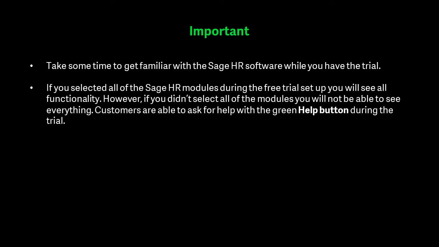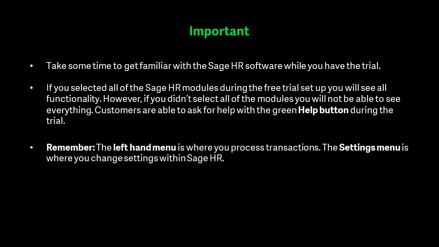If you selected all of the Sage HR modules during the free trial setup, you will see all functionality. However, if you didn't select all of the modules, you'll not be able to see everything. Customers are able to ask for help with the green Help button during the trial.